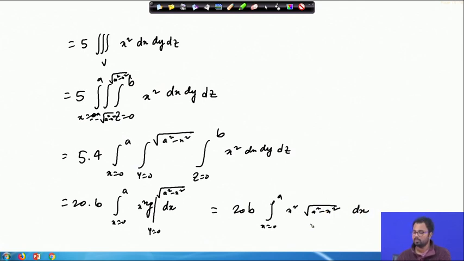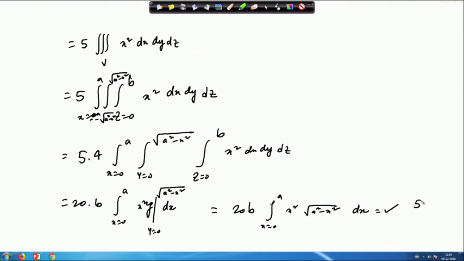Now, we have to evaluate this integral. Evaluating this integral is not complicated. You just have to substitute x equals a sin theta, and then convert the whole thing into polar coordinates, and then you will be able to evaluate this integral. It's just slightly lengthy, so I am leaving this task up to the students. I am pretty sure you can do that, and finally, the answer would be 5 by 4 pi a to the power 4 b. So, this will be the answer.